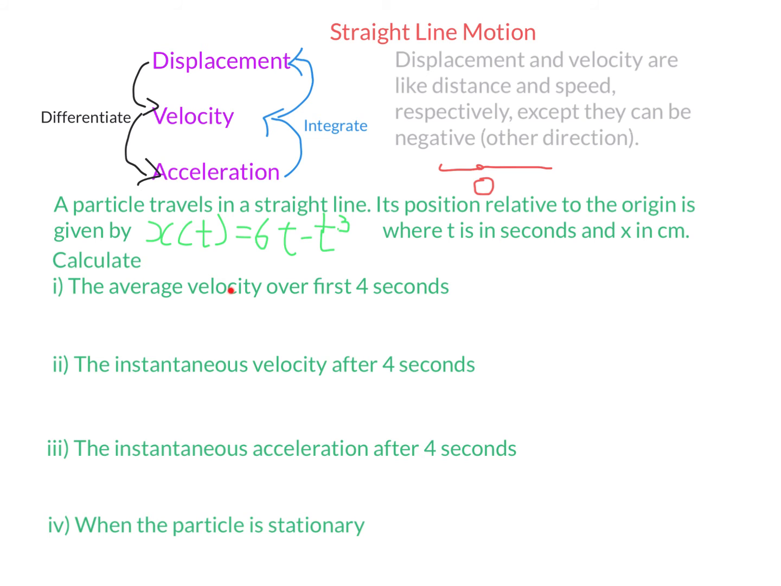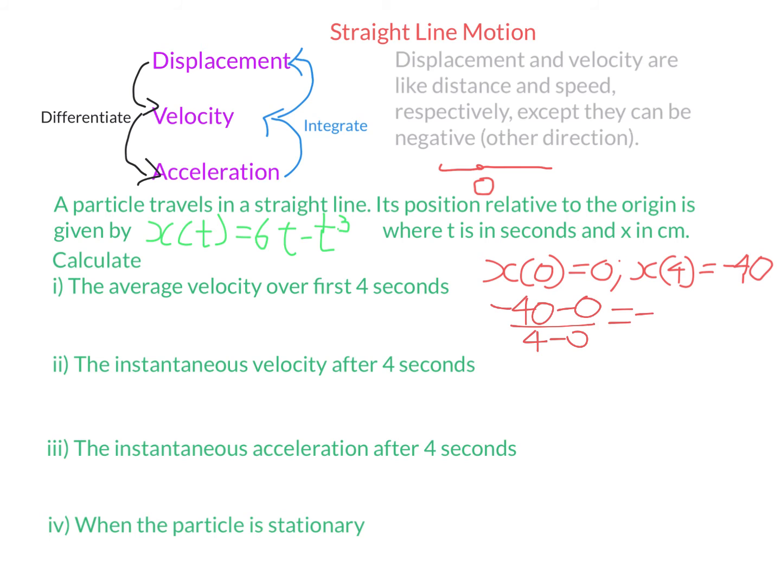So the average velocity is the average rate of change of displacement. Remember, when we find the average rate of change of a function, we don't differentiate it, we just use the gradient formula. So the average rate of change from t equals 0 to t equals 4 will be x(4) minus x(0) all divided by 4 minus 0. So the answer I get there is minus 10. Because x was in centimeters, and t was in seconds, it's centimeters per second.